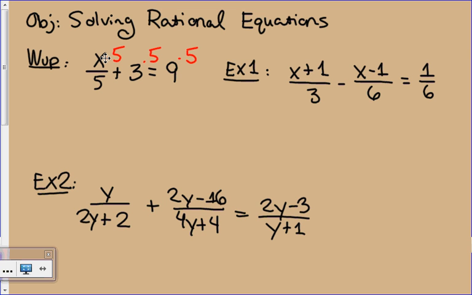And so now these cross off, and we're left with just x plus 15 is equal to 45. Subtract the 15, then we're down to x equals 30, and now let's go ahead and double check that. What is 30 divided by 5? 6. And 6 plus 3 is? 9. So we do have the right answer. Always good to double check.